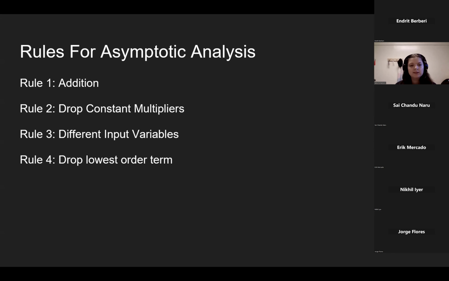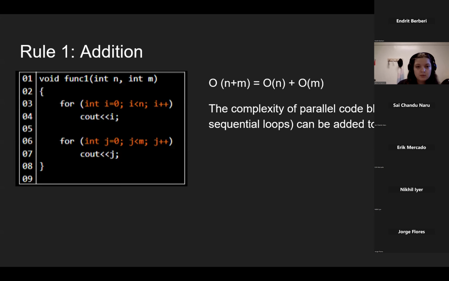Now we have a couple of rules for the asymptotic analysis. These are going to be the four rules that you're going to have to think of every time you do this. You're going to have addition. You're going to drop the constant multipliers. You're going to drop the lowest order term. And you're going to have to consider each input variable that is different or grows at a different rate. So the first rule is going to be addition.